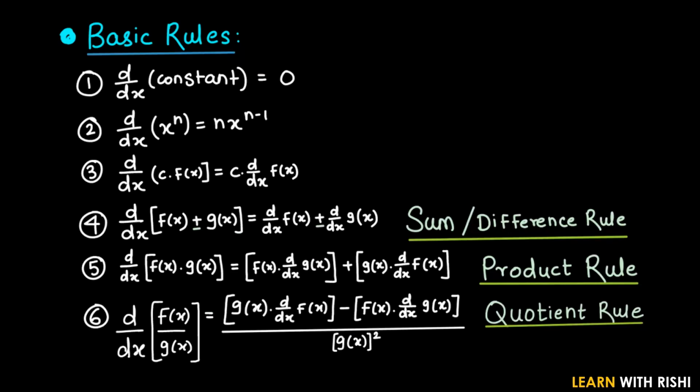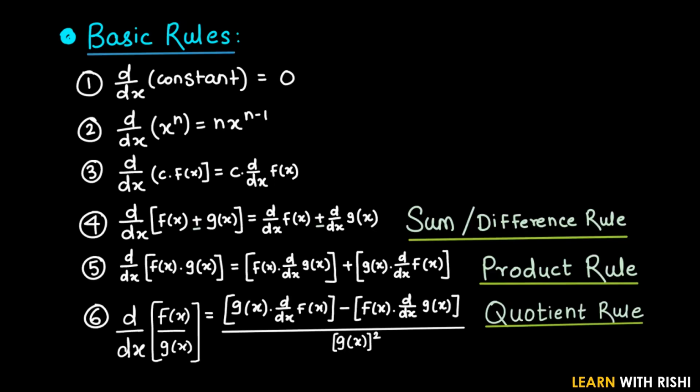Next, we have the product rule. If you have two functions multiplied to each other, the derivative of f of x into g of x, there we apply the product rule. The product rule states that we keep the first function as it is, f of x, and take the derivative of the second function, that is the derivative of g of x, plus we keep the second function the same, g of x, and take the derivative of the first function. So the product rule is nothing but u into the derivative of v plus v into the derivative of u.